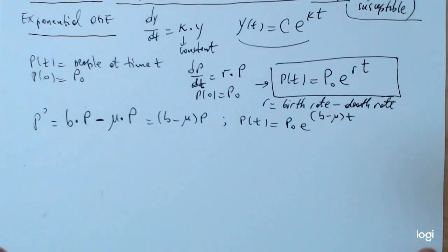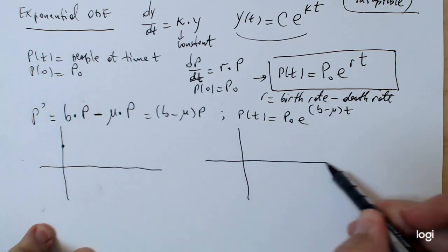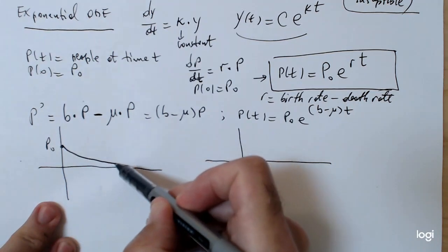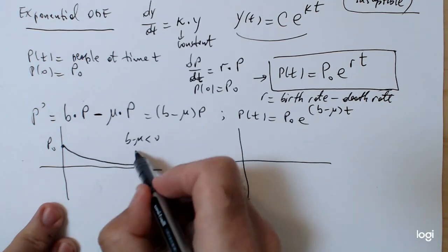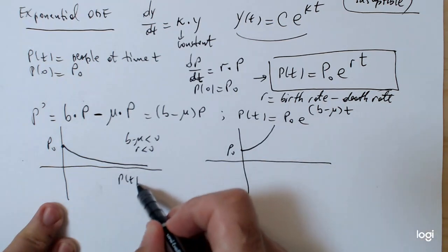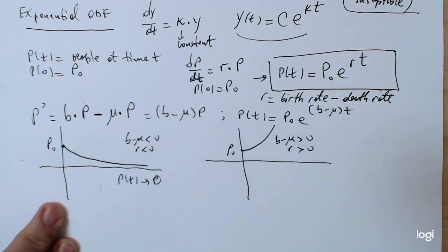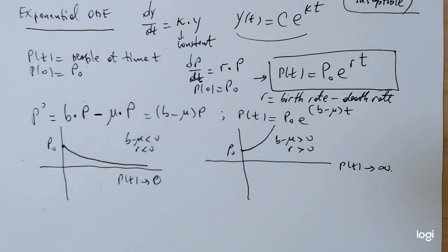If you sketch the solution of this, it's nothing fancy, just the solution of the exponential ODE. You have basically two main cases. So let's say this is the initial population size. Population goes to 0 exponentially, right? If b minus mu is less than 0, or r less than 0. Population grows exponentially to infinity if b minus mu is greater than 0, or r greater than 0. So in this case, P of t goes to infinity. One of the simplest population models, but of course one of the least realistic ones, because exponential growth is quickly out of realistic bounds as time goes to infinity.